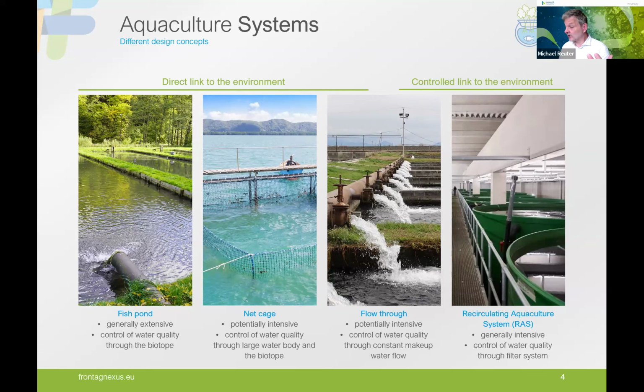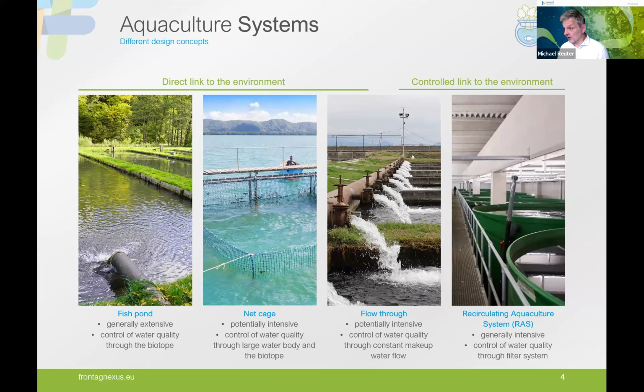So if we have a lot of net cages or a lot of fish and a lot of feed again, we can have quite a negative impact on the environment. Flow-through systems are a little bit more enclosed. They maintain water quality by a constant flow of makeup water that comes from a freshwater source like a lake or a river, a rivulet, whatever.